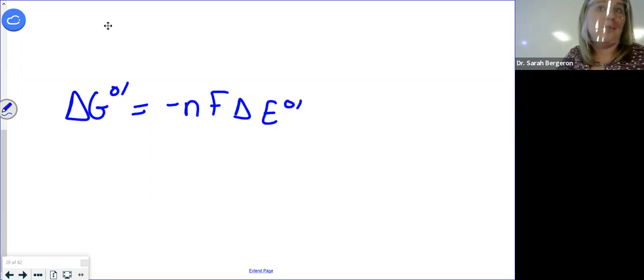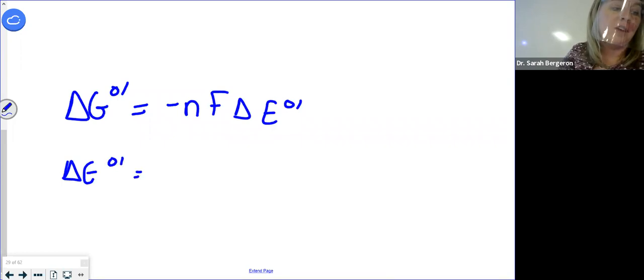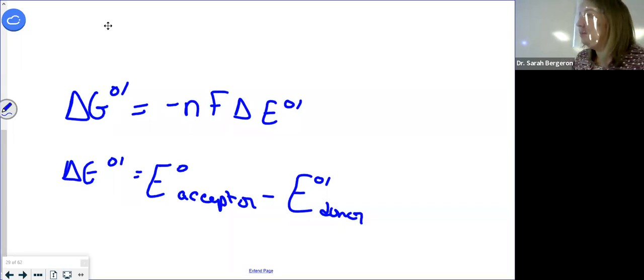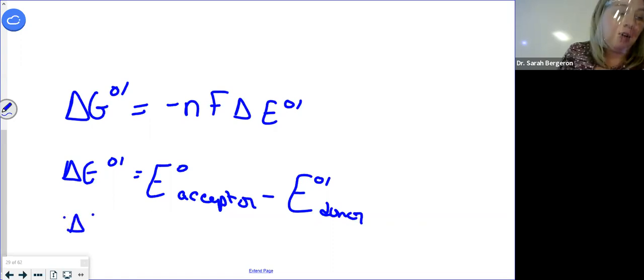This would be optimal, right? If I calculate delta G naught prime, this is the most amount of free energy I'd be able to get. So I have to go in and first calculate my standard reduction potential. What's my formula for standard reduction potential? It's the acceptor. We didn't do the math for this, but it's just the acceptor minus the donor. So if I take the whole electron transport chain, I want my acceptor to be the end. I want my donor to be the beginning.